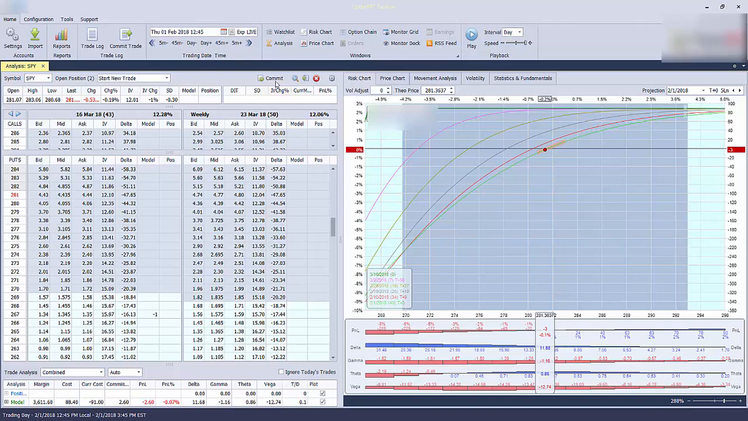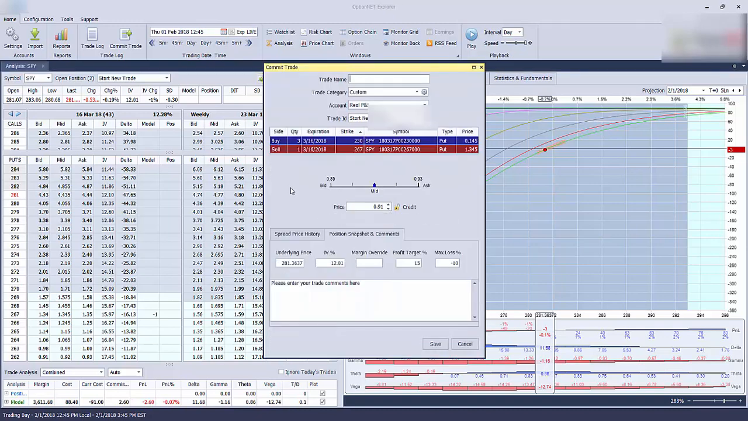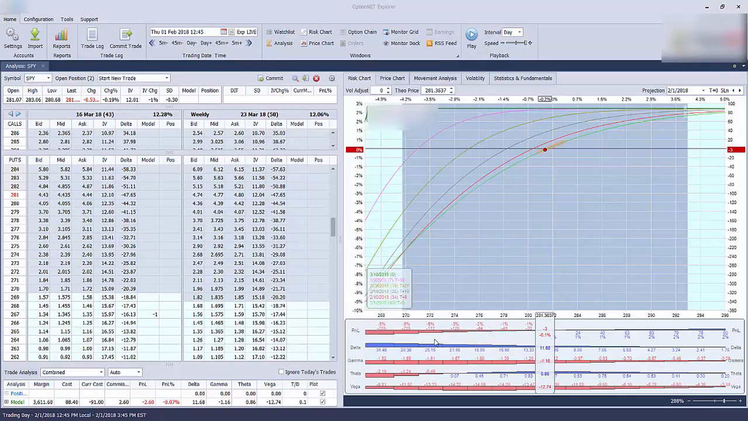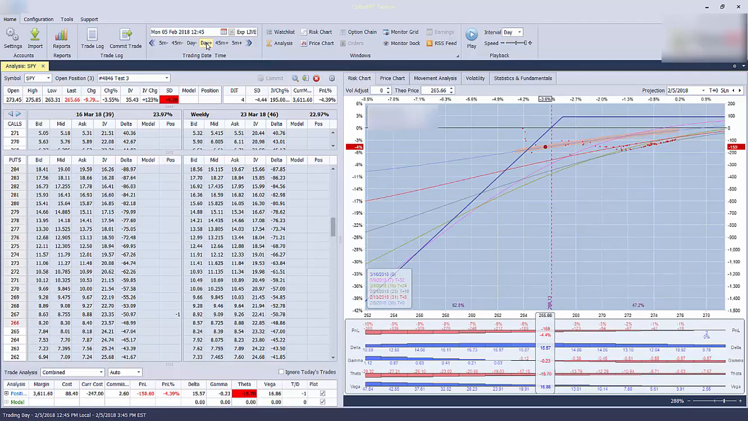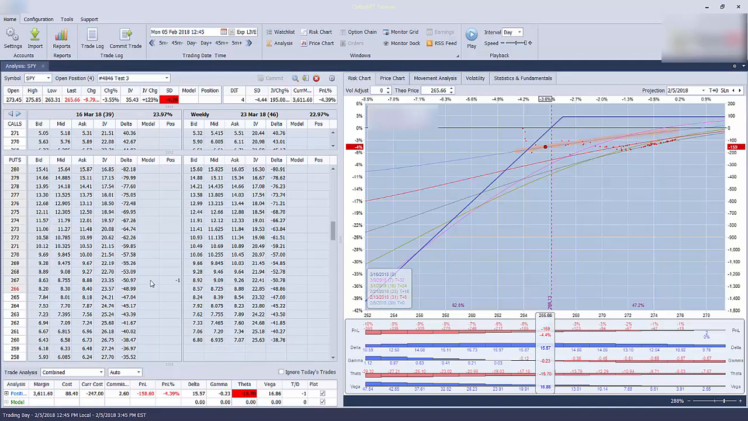Okay. I'm going to call this test 3. Now let's see what happens in a couple days. Again, spending that 30%. Okay, now you can see how you're much better protected, only down $159.